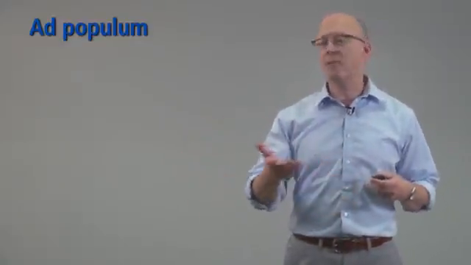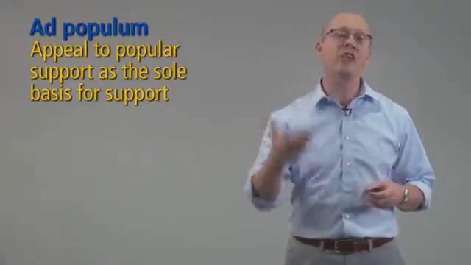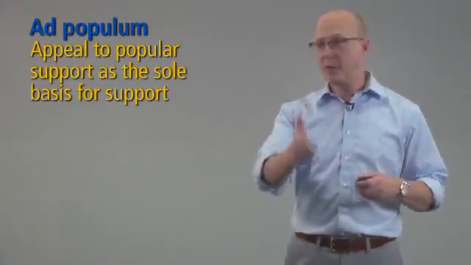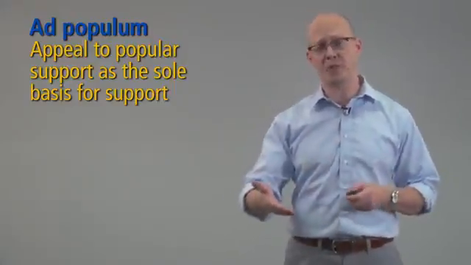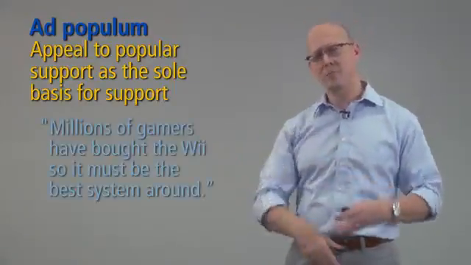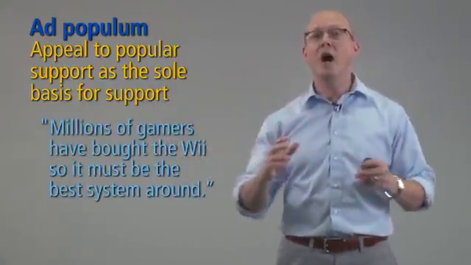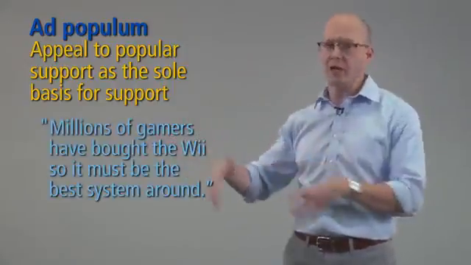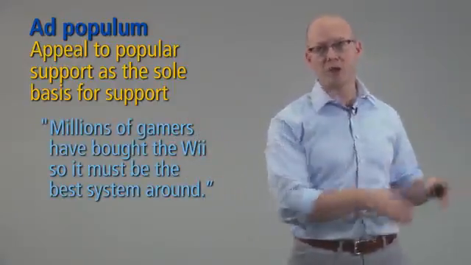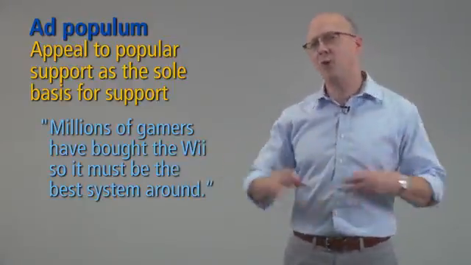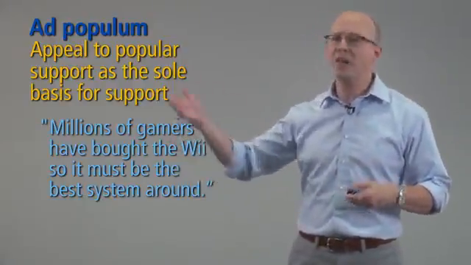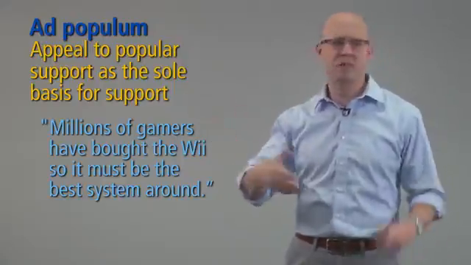Then we get into fallacies of data. So here, is there something flawed about the data source and its relationship to the claim? So an ad populum. An ad populum is appealing to popular support as the sole basis for support, and especially sole basis when it would be the inappropriate basis for support. So hypothetically, you could say, millions of computer gamers bought the Wii, therefore it is the best system around. Well, best system around is a value claim, and you're using merely a numerical claim to back that up. So popular support for the thing doesn't mean it's the best. You'd have to identify what constitutes best graphics, best whatever.